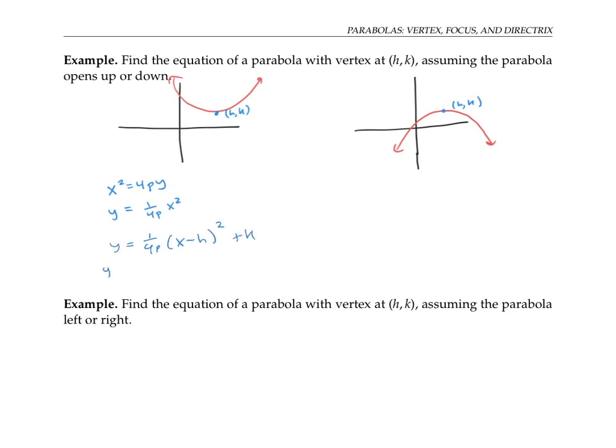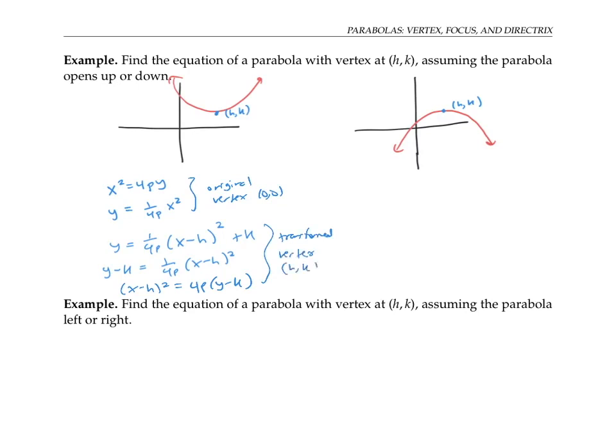In other words, we have y minus k equals 1 over 4p times (x minus h) squared, or we can write this as (x minus h) squared equals 4p times (y minus k). So this is the original with the vertex at the origin, and here is the transformed one, shifted right and up to have a vertex at (h, k). Notice that the equations are exactly the same. It's just that you stuck in a minus h and minus k near the x and y.